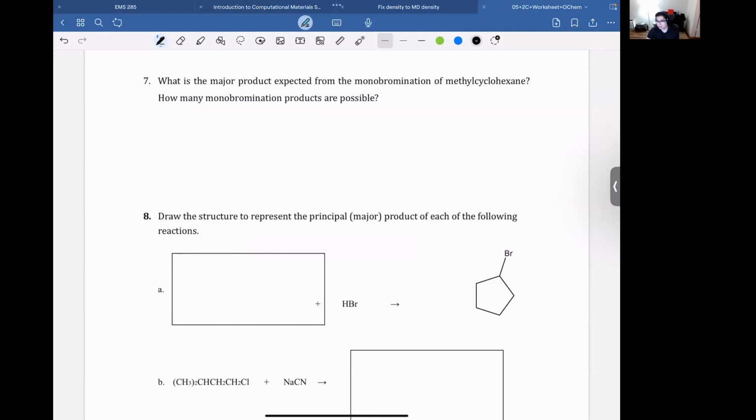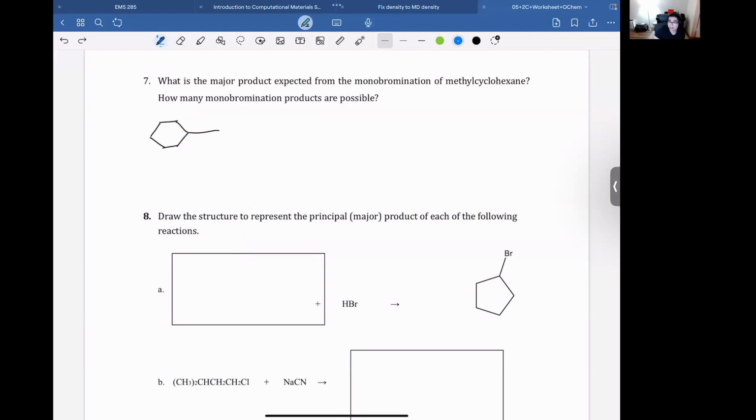What is the major product expected from the monobromination of methylcyclohexane? How many monobromination products are possible? Once again, I will draw this out. So I have a cyclohexane ring like that, six-membered ring. I have a methyl group hanging off the first carbon. I'm not going to number this, but carbon number one would be that one.